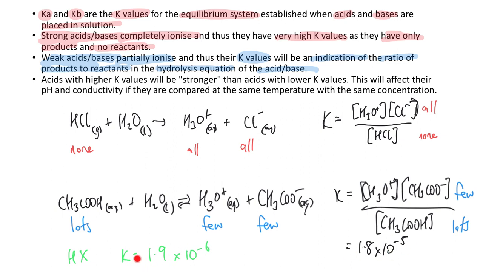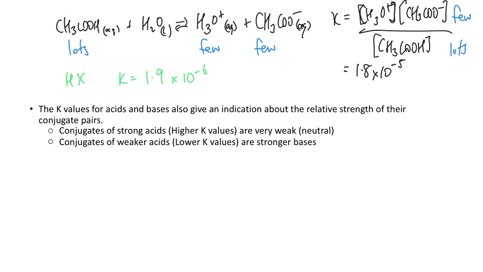Because this is smaller, there'll be fewer hydronium ions. Because this is bigger, there'll be more hydronium ions, if you're dealing with the same temperature and same concentration. And so this will have more conductivity because it has more mobile charged particles, and it will also have a lower pH because it'll be more acidic. So the idea is that you compare K values to work out which of the weak acids is stronger, and the higher the value, the stronger. Okay, so let's move on.